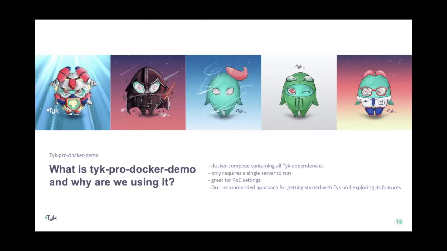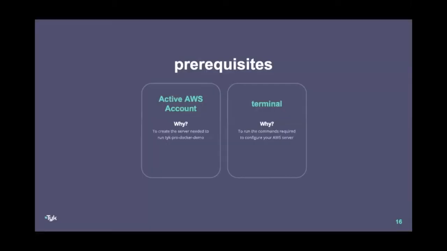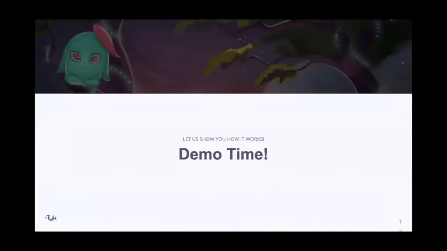So let's actually look at what we will need to do that. Yesterday, we talked about doing this on local. We will have a recording for that as well. And there's a few more prerequisites for local, but here, all you need is two things. You need an active AWS account, and why do you need that? Well, we got to create the server in order to run tyk-pro-docker demo, and you need a terminal so that you can log into that server and configure it. So with those things on your system, let's actually move into the demo of how to do this.